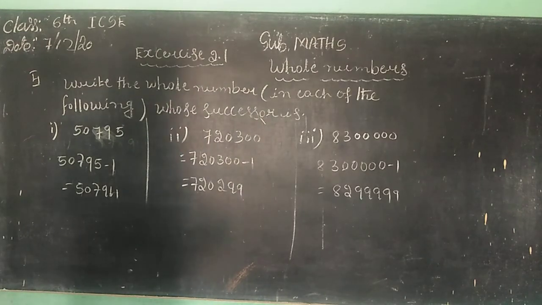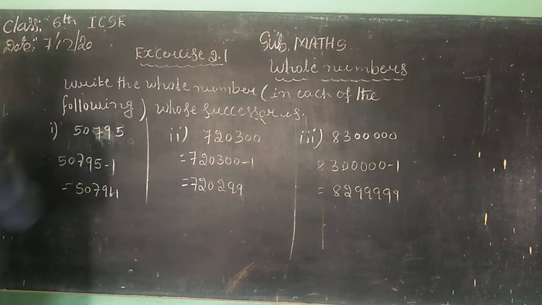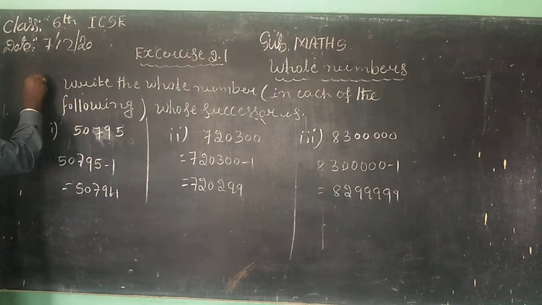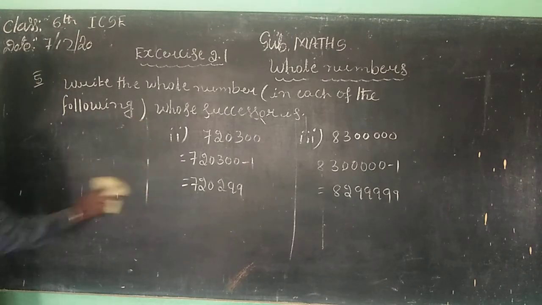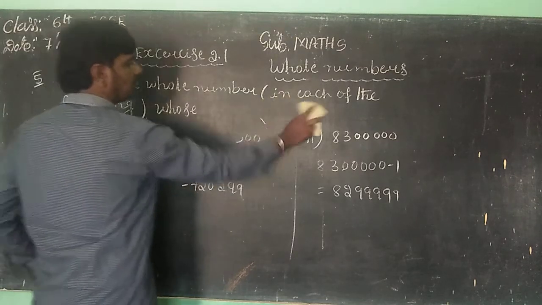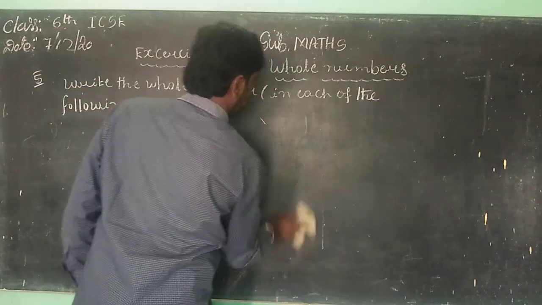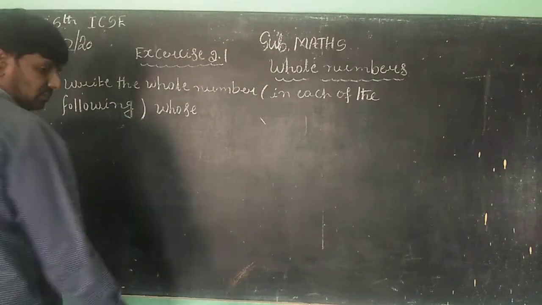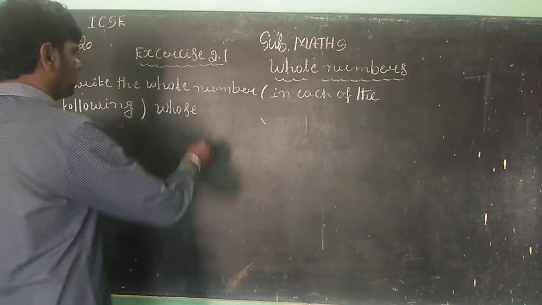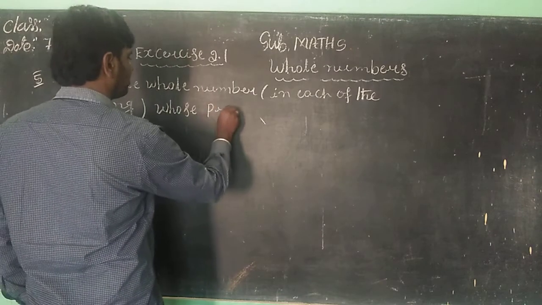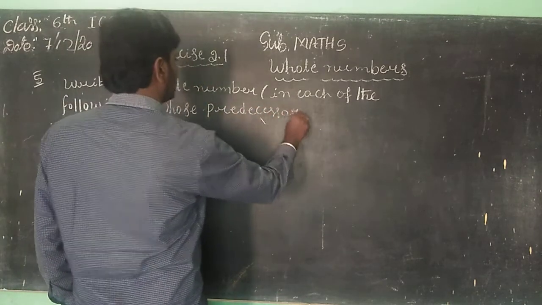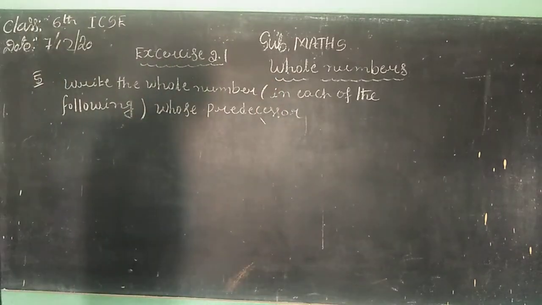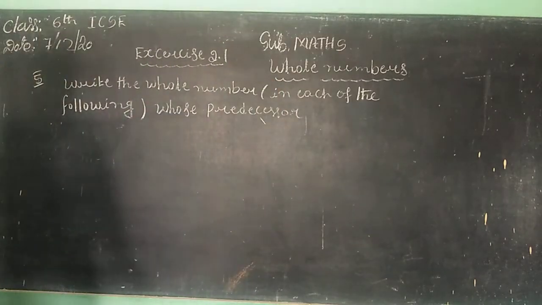Write the whole number in each of the following whose predecessor. Write the whole number. Okay. Whose predecessors? Next number is whose predecessors. Correct, children? Children, now we want to take question 5347.